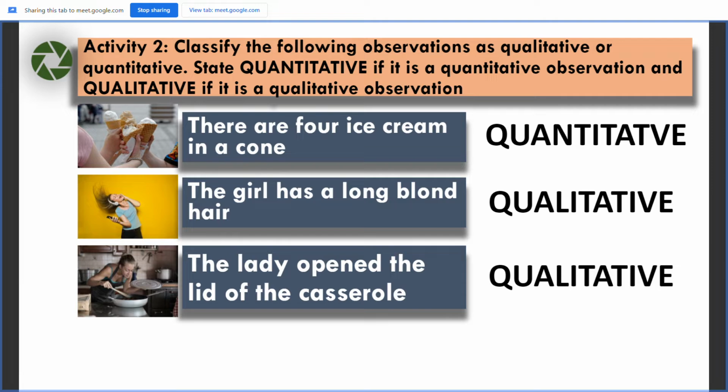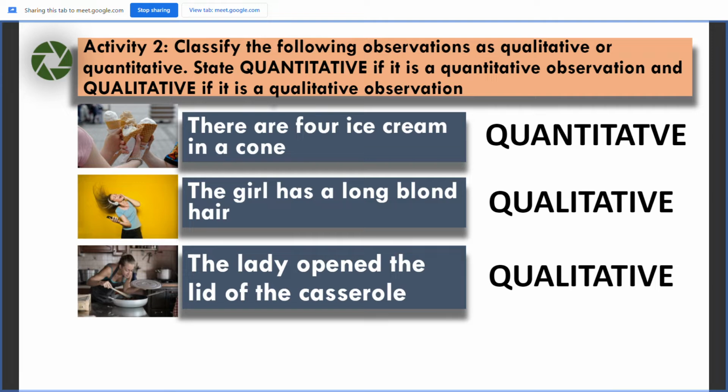Here are some examples of observations. There are 4 ice cream in a cone. So, quantitative po yun kasi dinescribe mo yung 4 na ice cream sa cone. Okay? And then, there's a long blonde hair. So, qualitative naman yun. Bakit? Kasi dinescribe mo yung buhok nung babae na long and blonde.